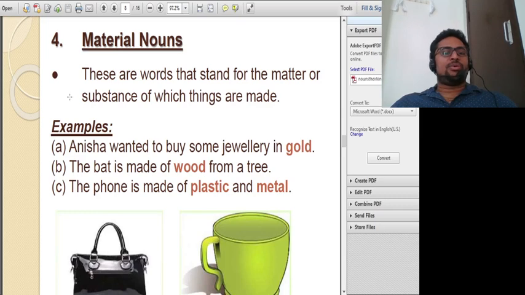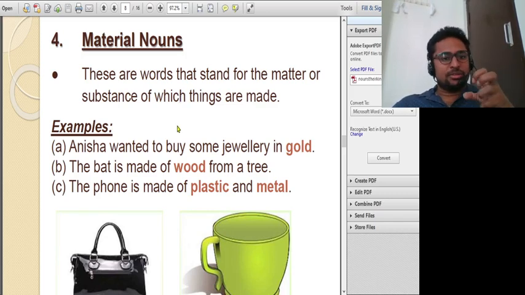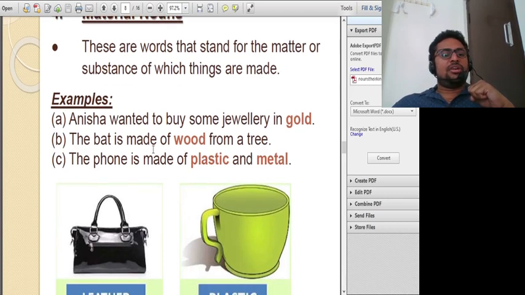Next, material noun. We use material nouns to represent the matter or substance of which things are made. We use them to talk about materials. For example, Anisha wanted to buy some jewelry in gold. Gold is a material noun. I am sitting in a plastic chair. Plastic is a material noun. The bat is made of wood from a tree. Wood is a material noun.